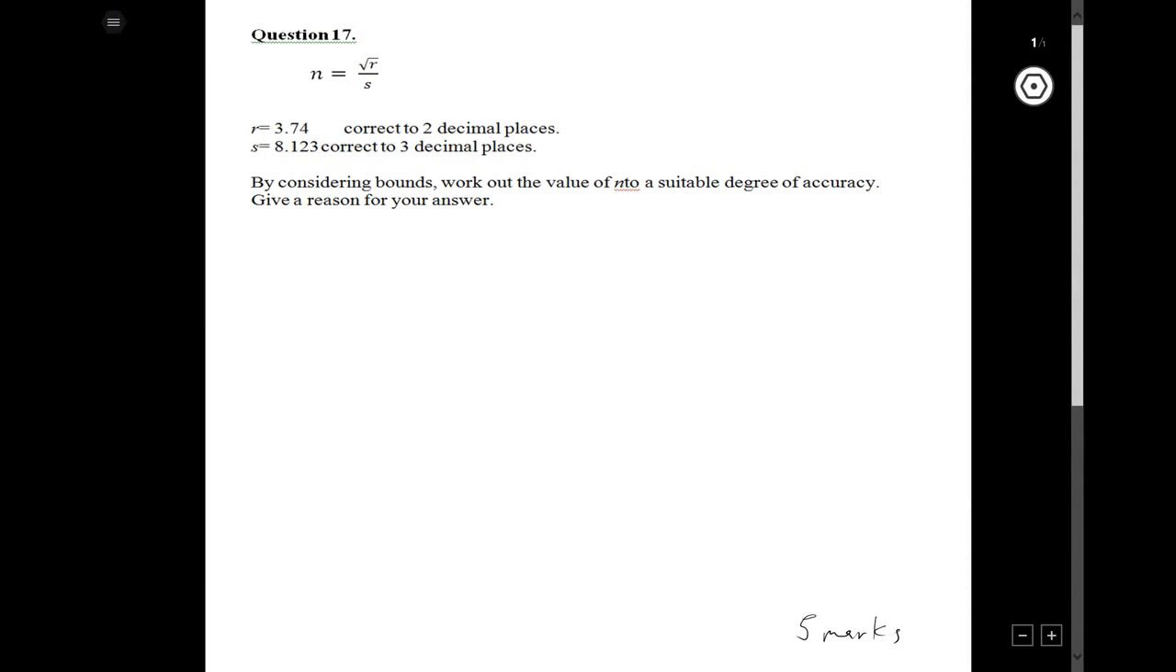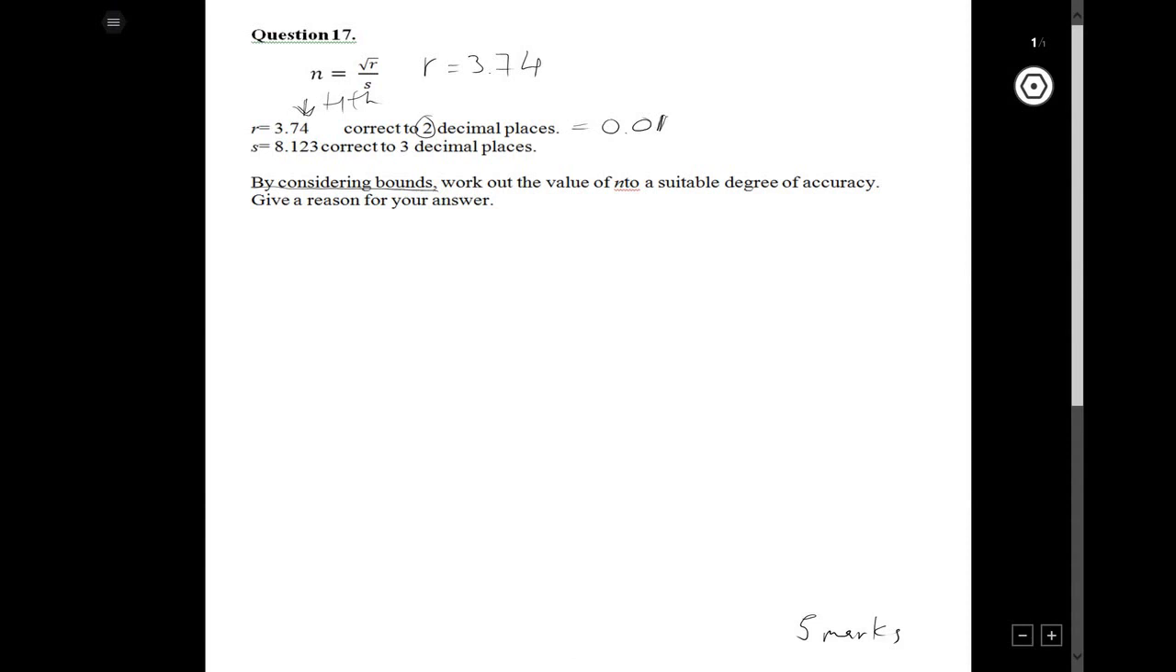It says by considering bounds, so that means we have to work out the upper and lower bounds for both our numbers. So, let's make a start with r. r is equal to 3.74, correct to 2 decimal places. So these 2 decimal places refers to the place value of the second decimal place. The second decimal place's value is hundredth, so that's going to be equal to 0.01.